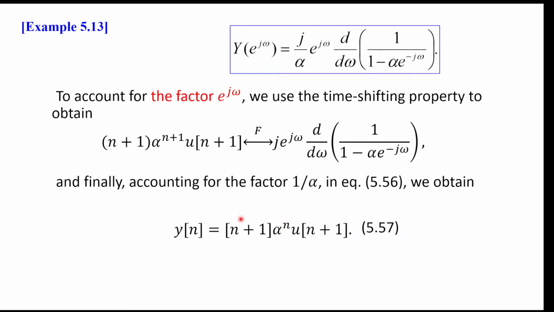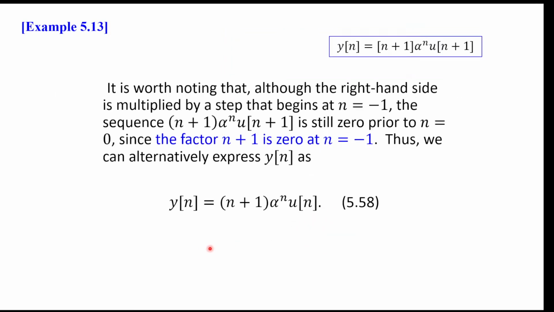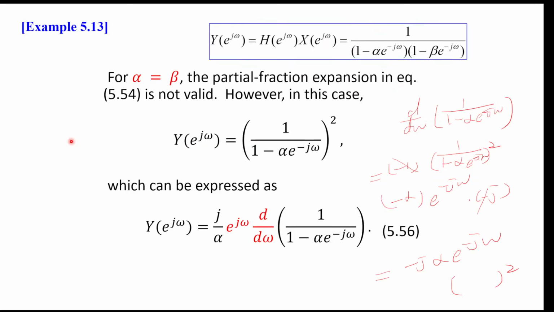Okay, and so this is what your y of n is, and you might think this is a bit weird because of u of n plus 1. Then you kind of think that the signal starts at n equal to minus 1, right? Because u of n plus 1 only cuts off your n at n equal to minus 1. And this is a bit weird.